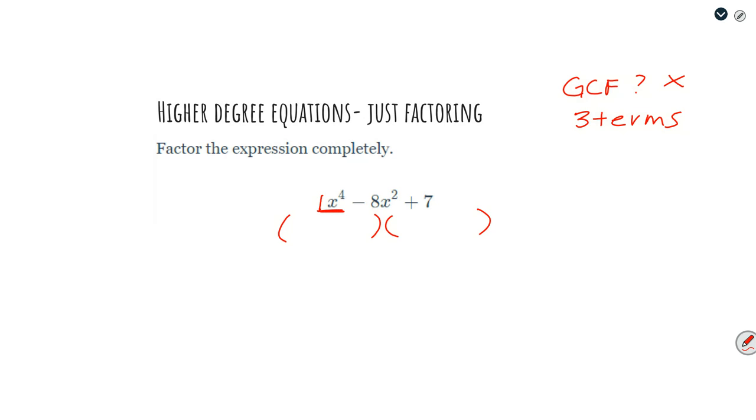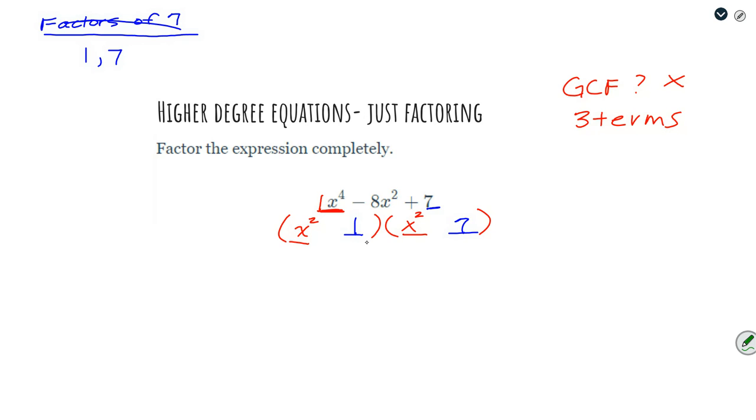What times what is going to give me x to the fourth? That's what goes in the first blank. x squared times x squared. So with these higher degrees, just divide that higher degree by 2, and that's what you put in the first spot. For the second blank, it goes right here and right there, things that multiply to be 7. So I need to know the factors of 7. Well, 1 times 7 is 7, and that's it. So I'll put a 1 here, and I'll put a 7 there.